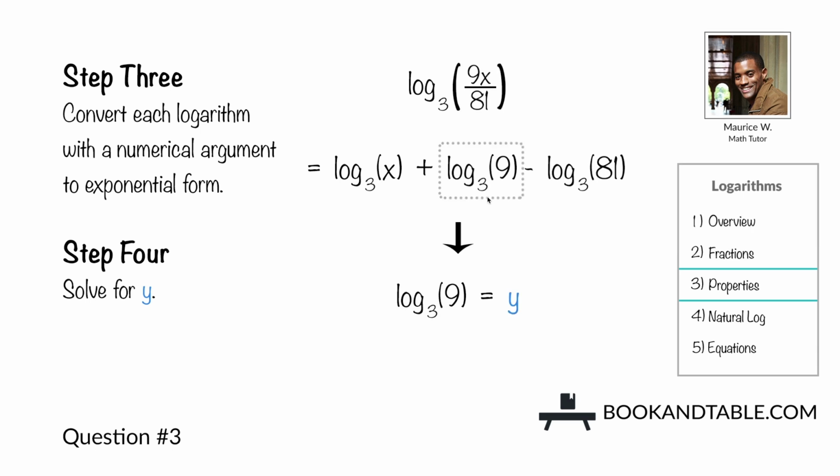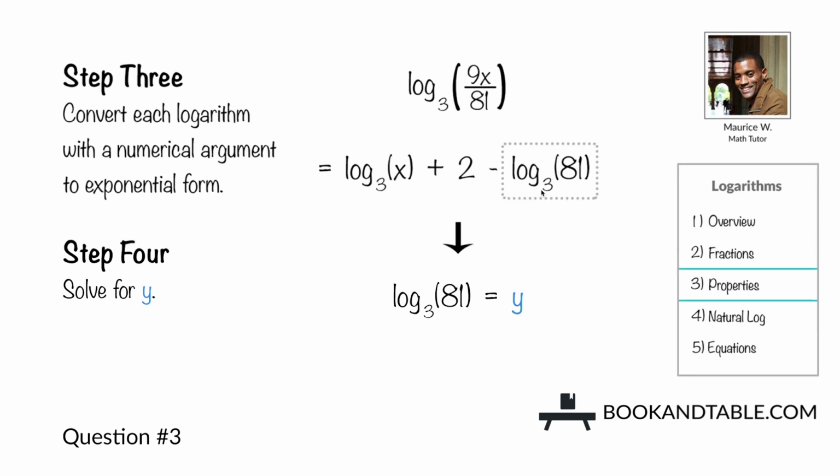So starting with this term, we'll set it equal to y. And we can convert it to exponential form by taking our base 3, raising it to a power of y, and setting that equal to the argument 9. And we solve for y by taking this 9 and changing it to its equivalent, 3 squared, showing us that y is equal to 2, which lets us know that the log of base 3 of 9 is equal to 2. So we can replace this with its equivalent value 2.